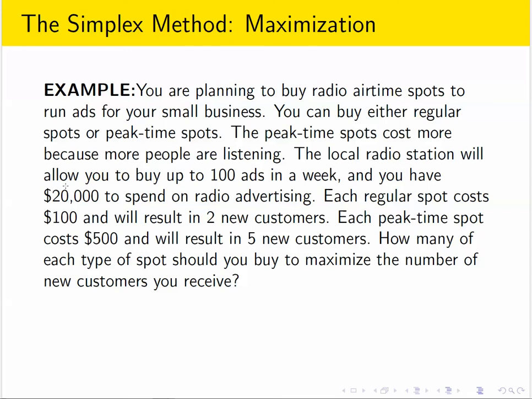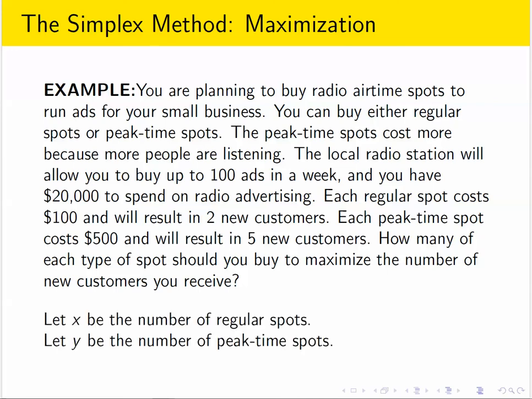Now, notice that if there were no constraint on the number of ads, this would be an easy choice. We could spend all of our money on the cheaper ads and get a greater return for each dollar. But because of the constraint on the number of ads, it turns out we really want to be careful about answering this question and use a linear programming approach to answer it. The unknowns in this question are how many regular spots to buy and how many peak time spots to buy.